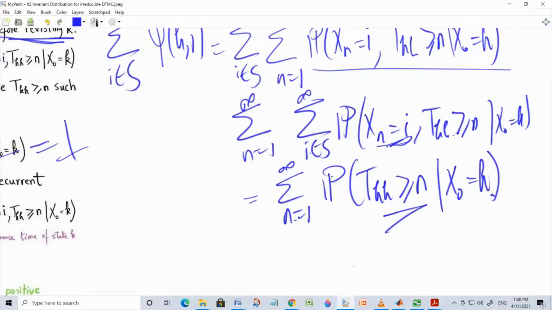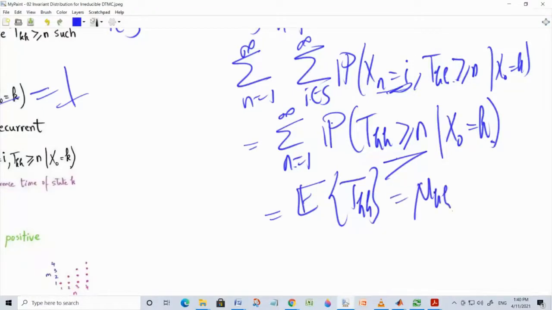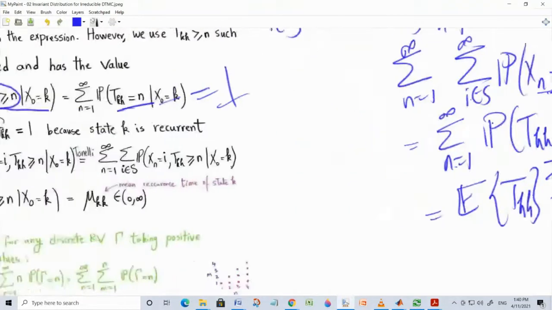And we know that for discrete random variables that take non-negative integer values, this is actually the expectation of Tkk. This is what is called mu kk, the mean recurrence time of state k. And because state k is a positive recurrent state, this is strictly finite.